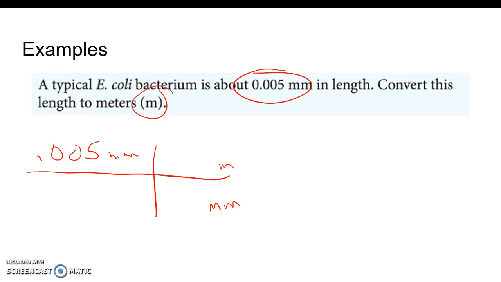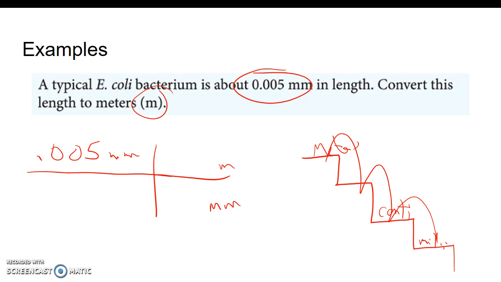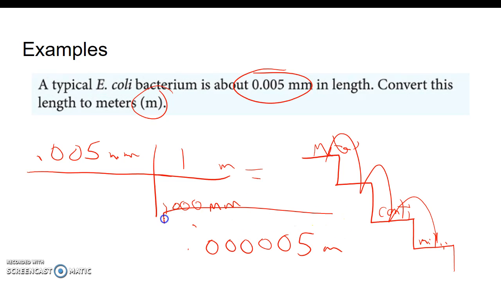To do that, we look at our stair steps, and just to draw a modified stair step here, we got milli here, centi, and then we got meters, or base unit. So we want to go from milli to meters. So we go 1, 2, 3 stair steps to get there. So with millis, we go 1, 2, 3, with a 1 in front. Each 0 is a stair step, and then put the 1 with meters. So we're taking 0.005 divided by 1,000, which will turn out to be 0.000005 meters. And that's the length in meters of E. coli bacteria. Let's look at another one.